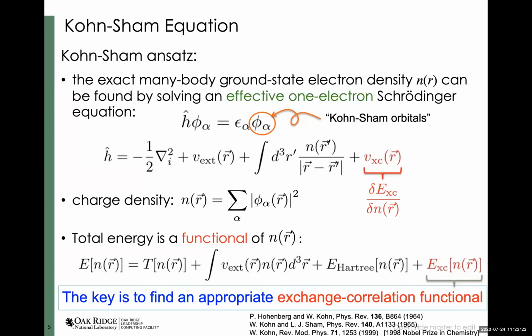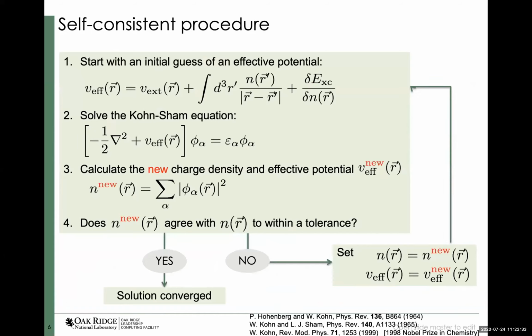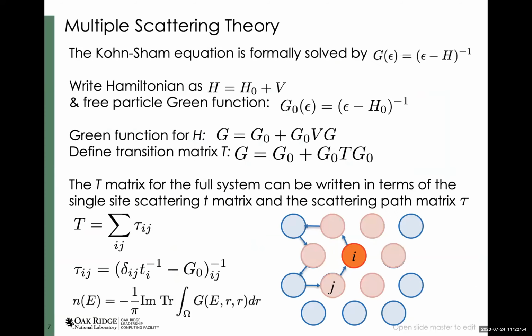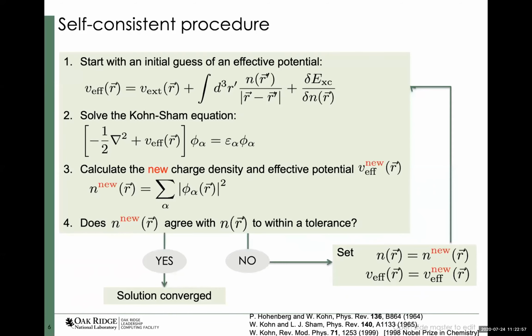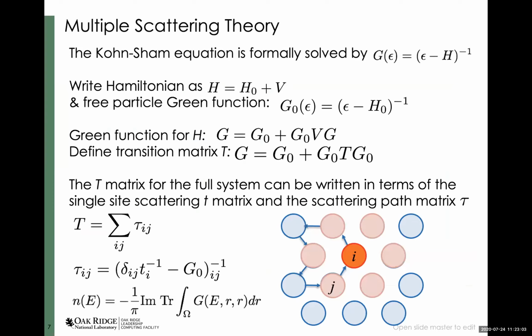And as you see there, this exchange correlation potential enters, which is related to this exchange correlation functional. So how do we solve this? We start out with some initial guess for an effective potential, and from this get a new charge density, and that allows us to guess a new effective potential and iterate this until we've reached convergence. Now we're just left with solving a single electron equation. So how are we doing this?